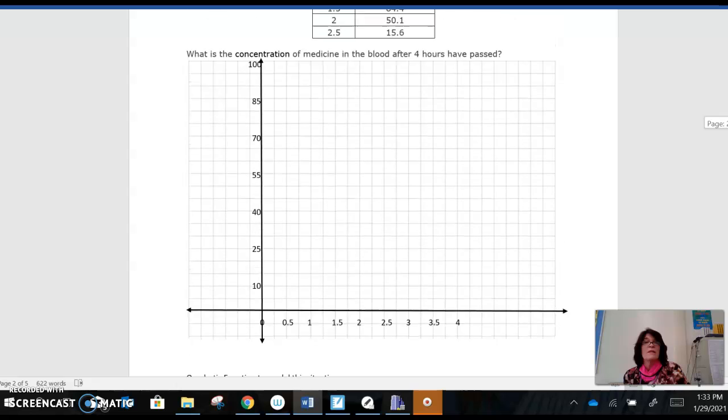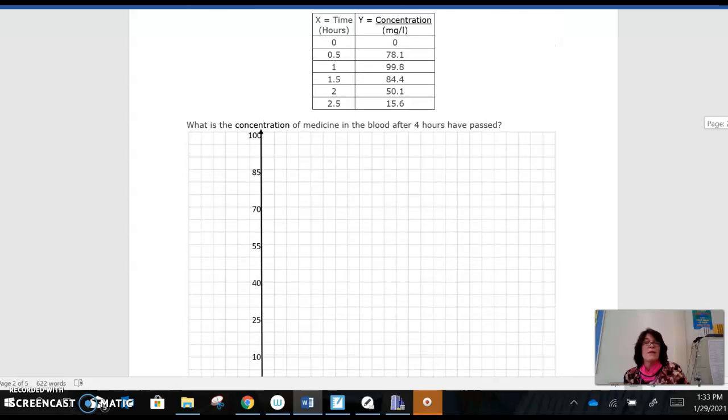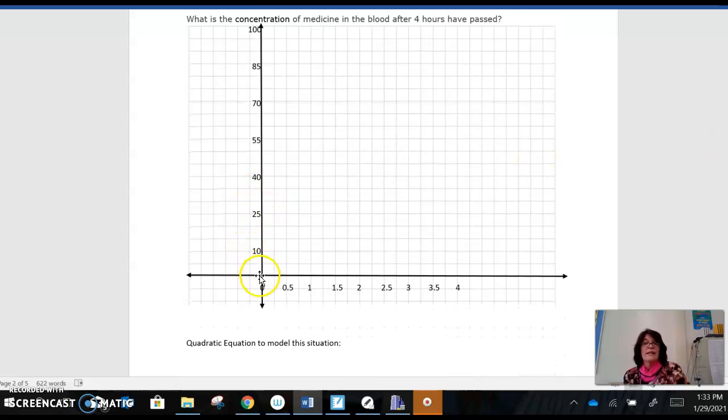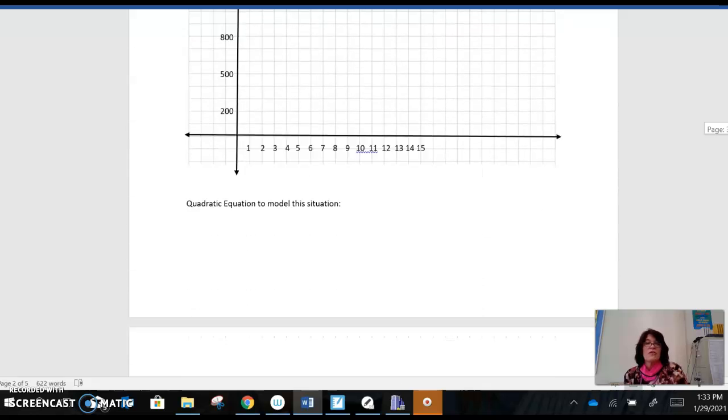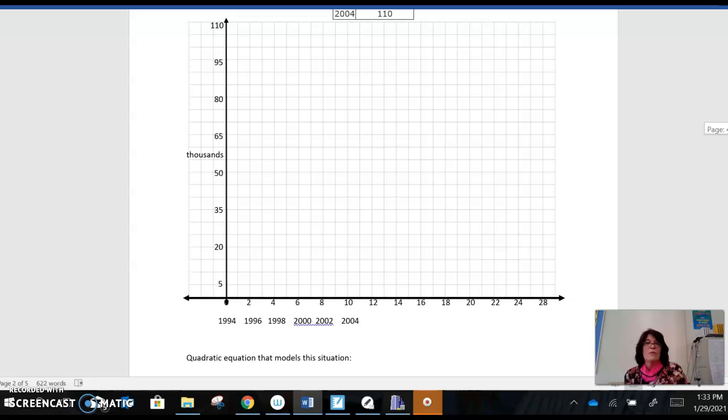Be careful because the x and y axes are sometimes off, okay? Here on the x-axis, I was going by 0.25s. At the y-axis, I'm going by 5s. So you'll have to just be careful and make sure that you're plotting things correctly. I tried to help you with that.